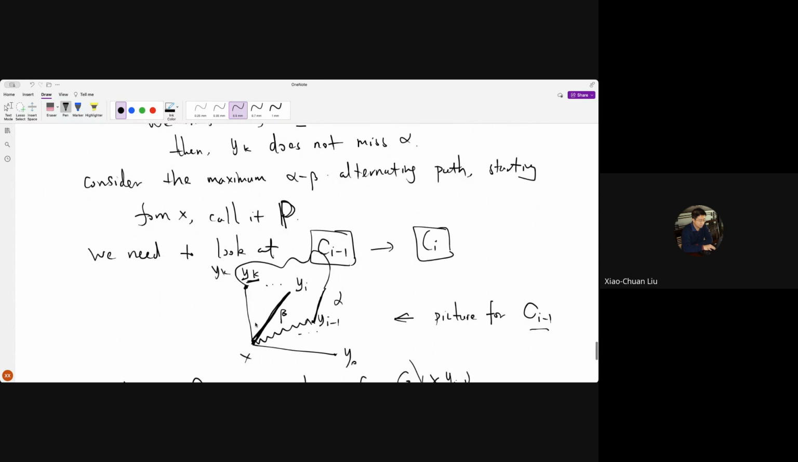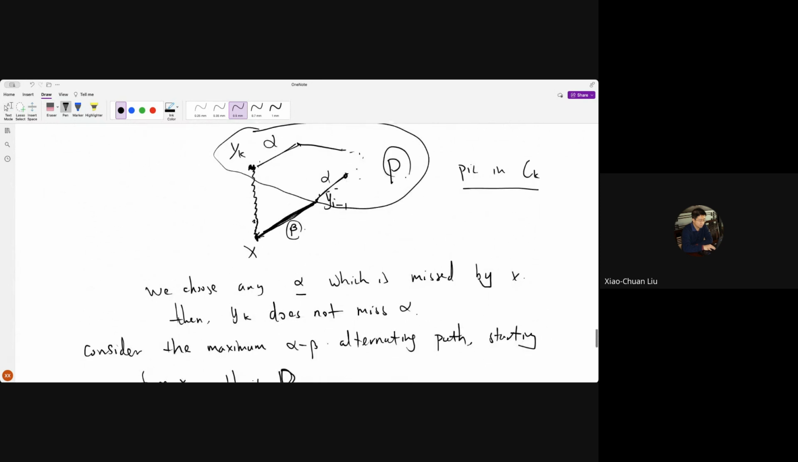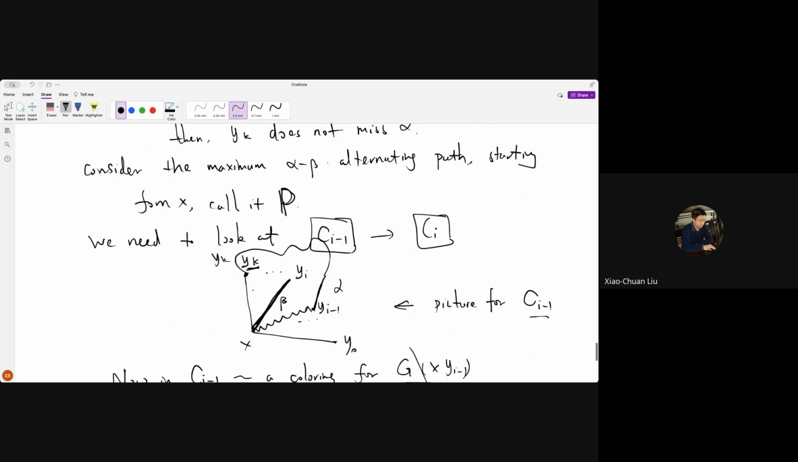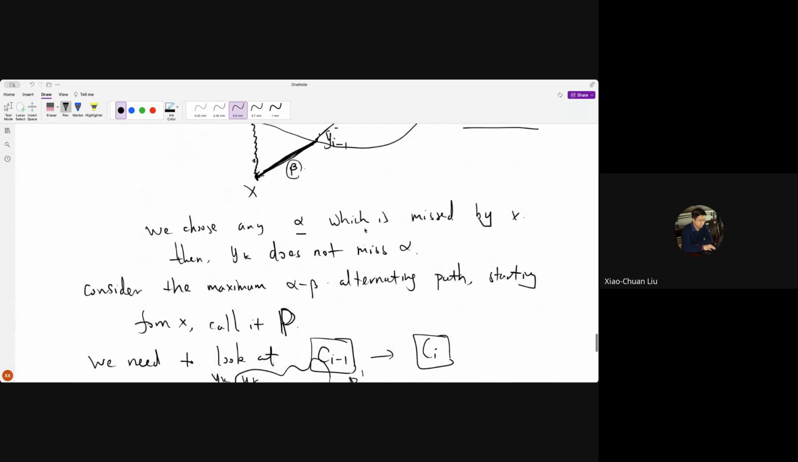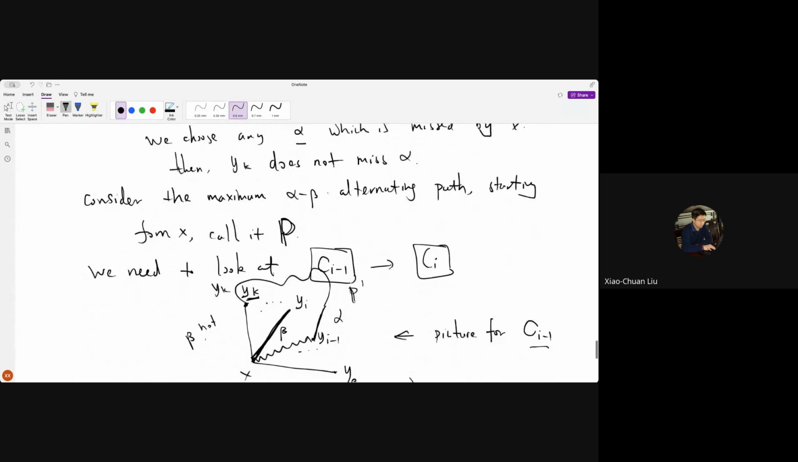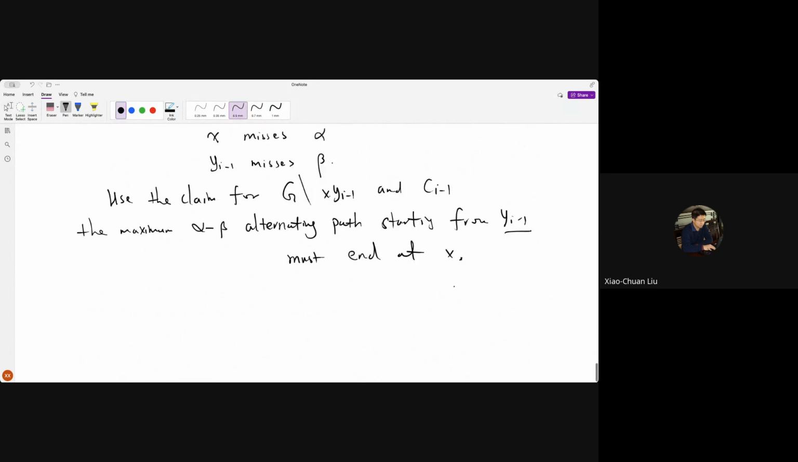But y_k x, the final edge, is not beta. Here is not beta. So this path P' cannot end at x. When this P' follows the original P and arrives at y_k, it stops. So it contradicts our claim. Our claim is that in this case, it must arrive at x. So this is a contradiction.